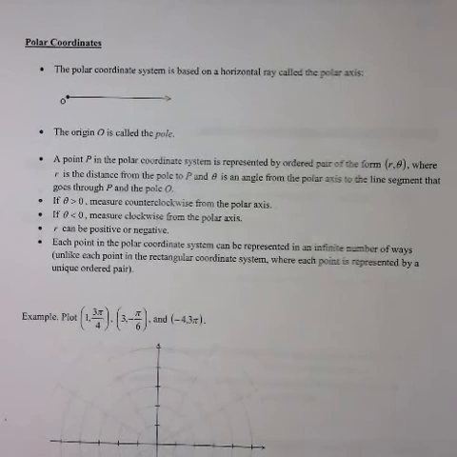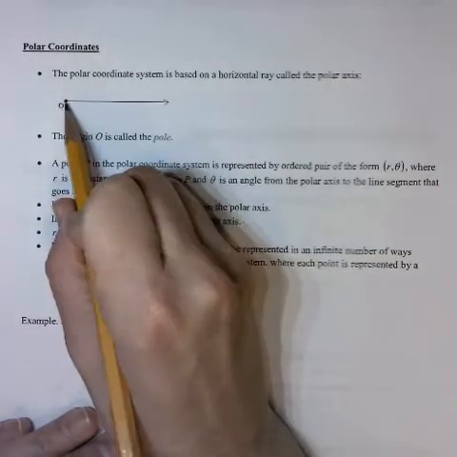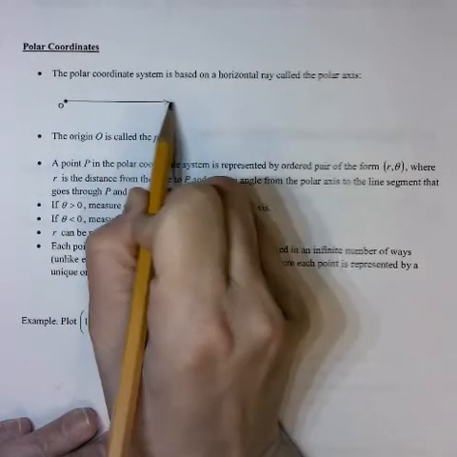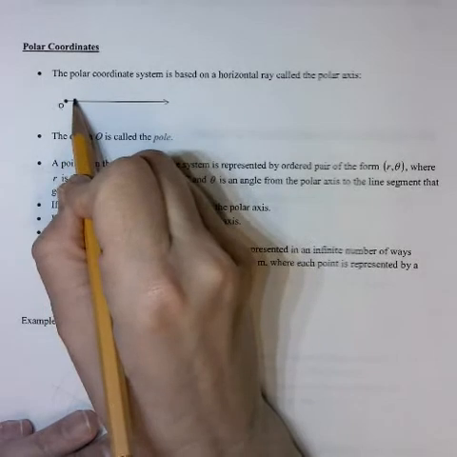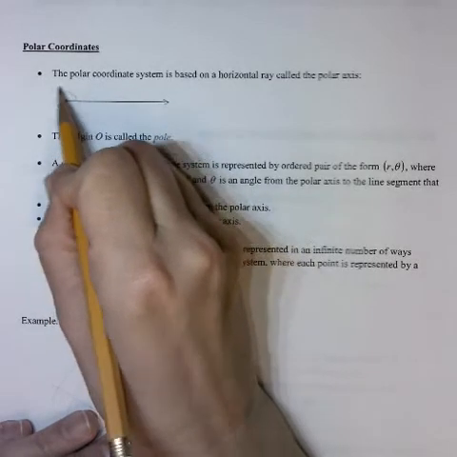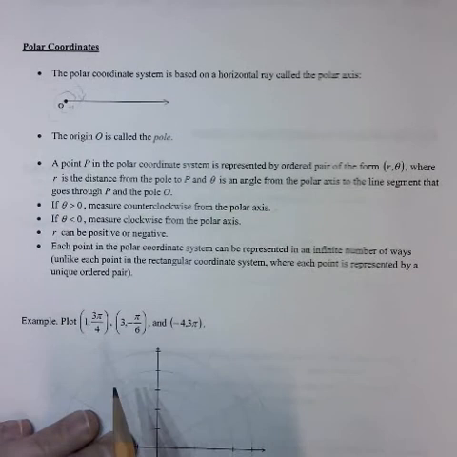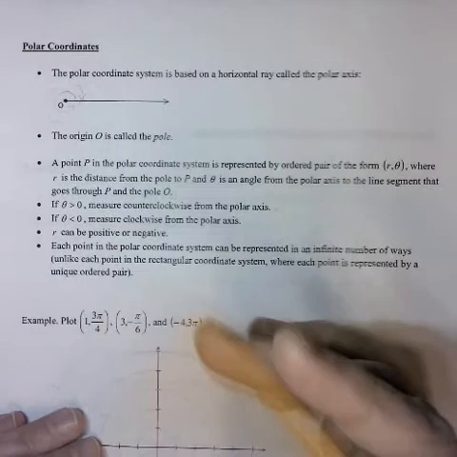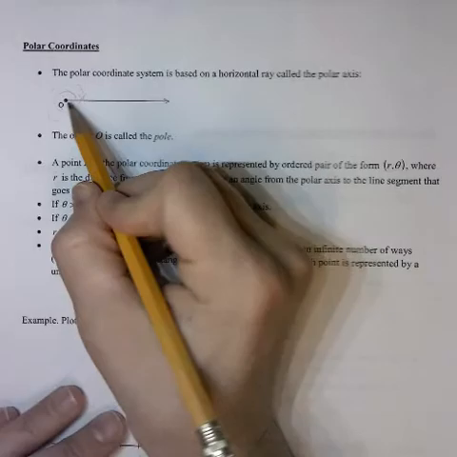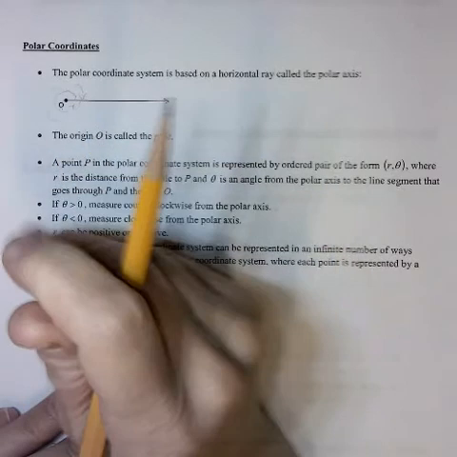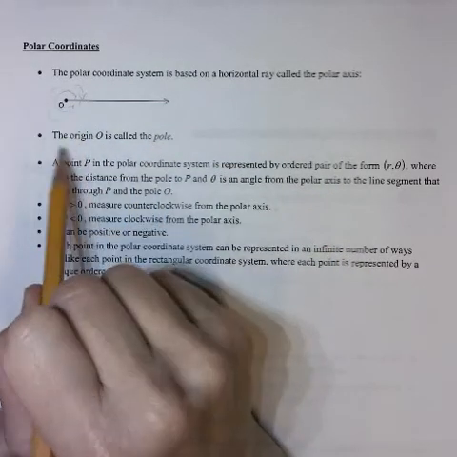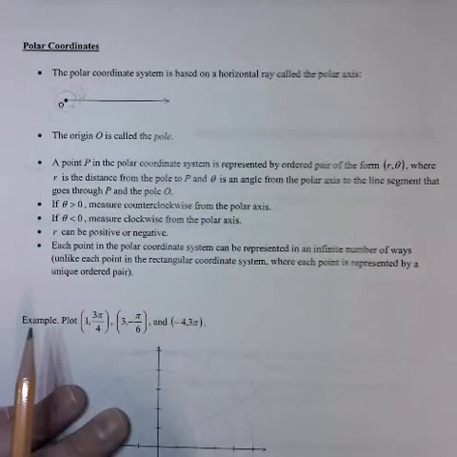So this system is based on an origin, O here, and if we draw a ray, then we can rotate about the origin in either direction, and that will generate an angle, which we're going to call theta. So this is the same setup as we've been using. If we rotate in a counterclockwise direction, theta is positive. A clockwise direction, theta will be negative. I should mention here the origin is also called the pole in this system.